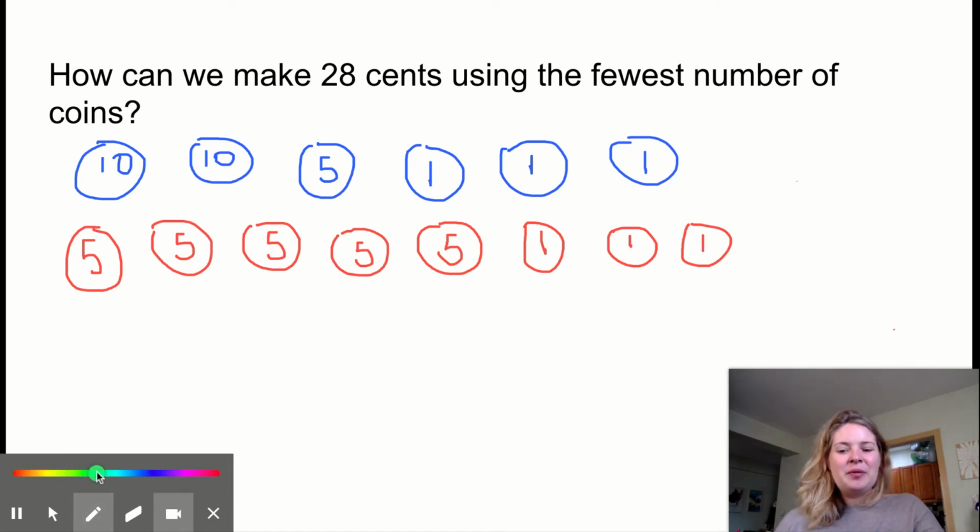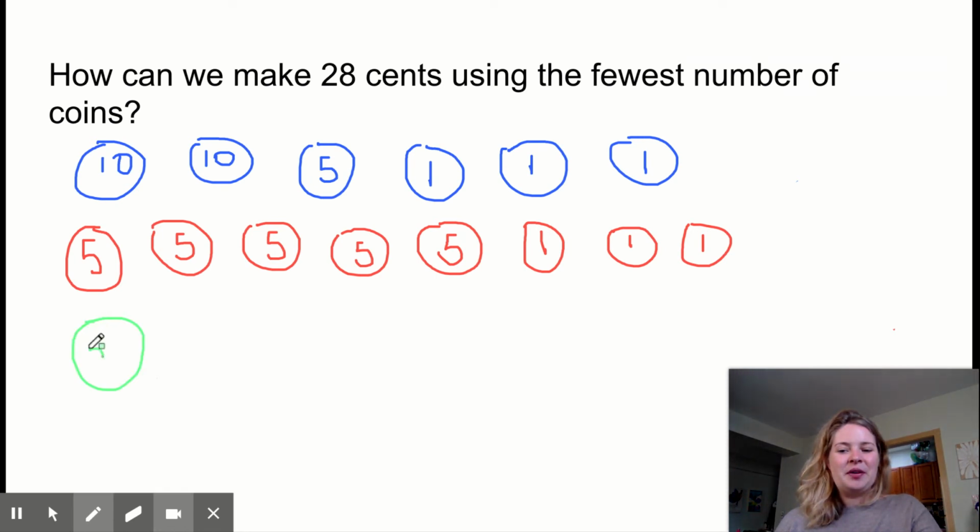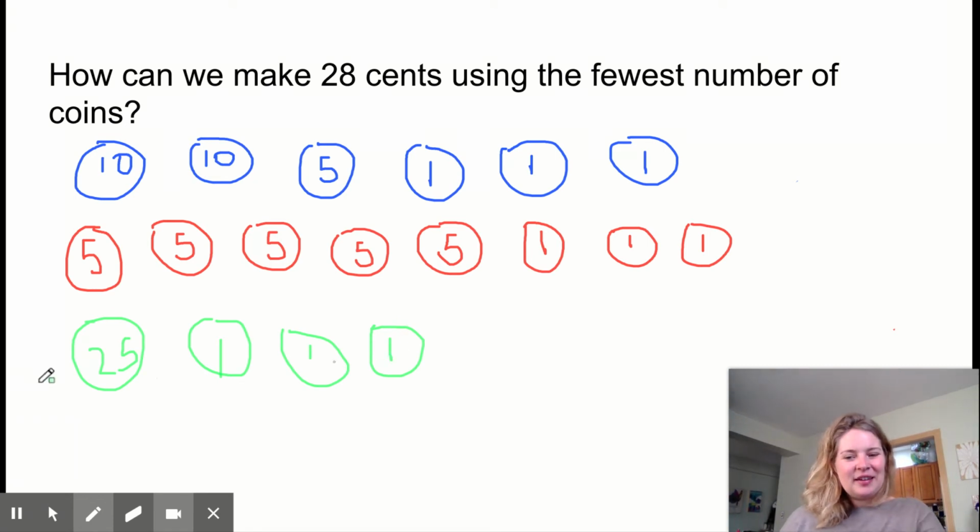You could make it with a quarter. Quarter is worth 25. And 3 pennies. $25, $26, $27, $28.